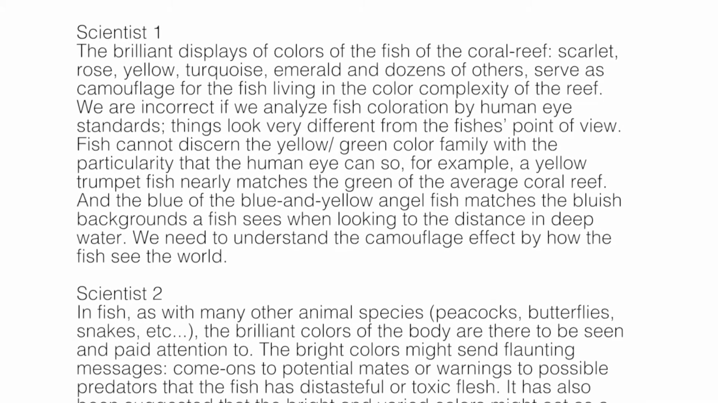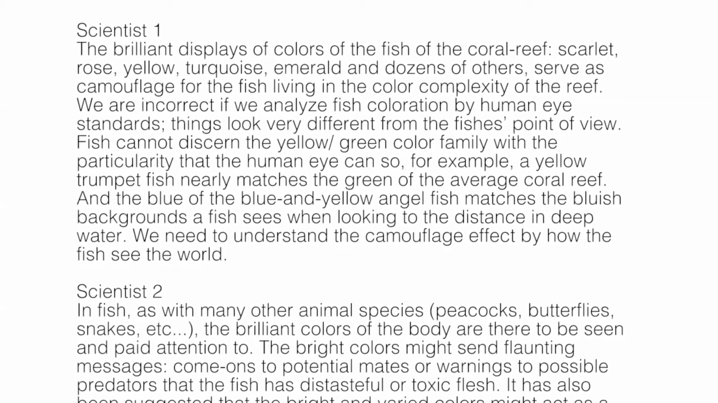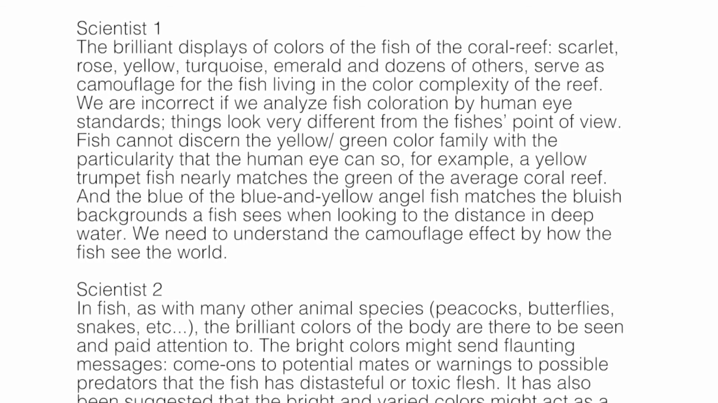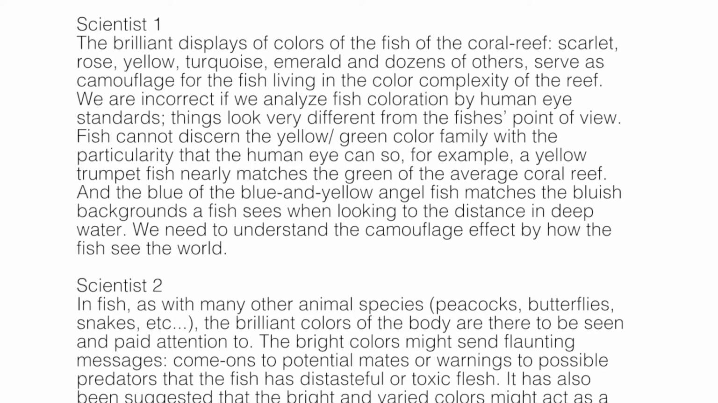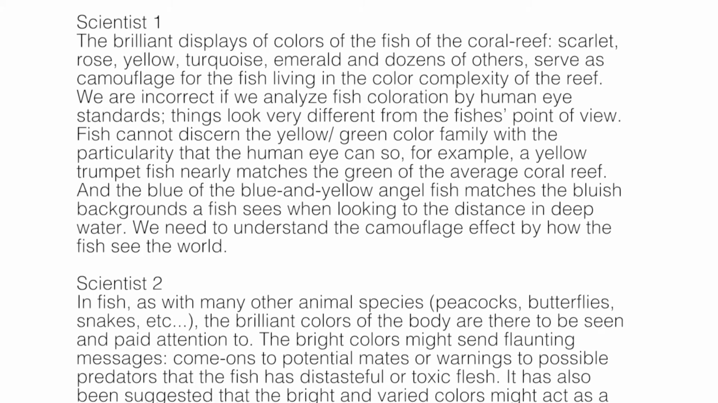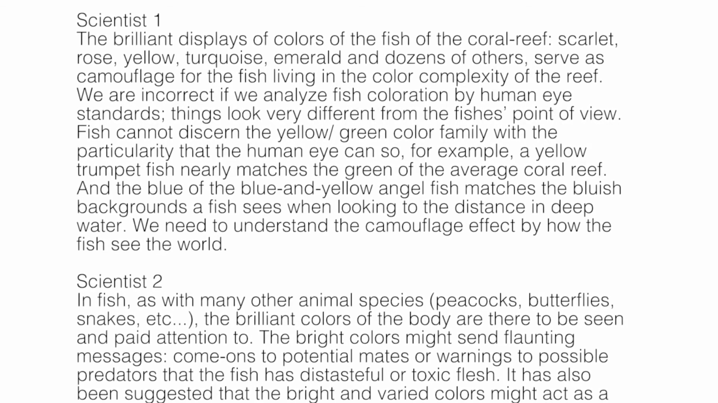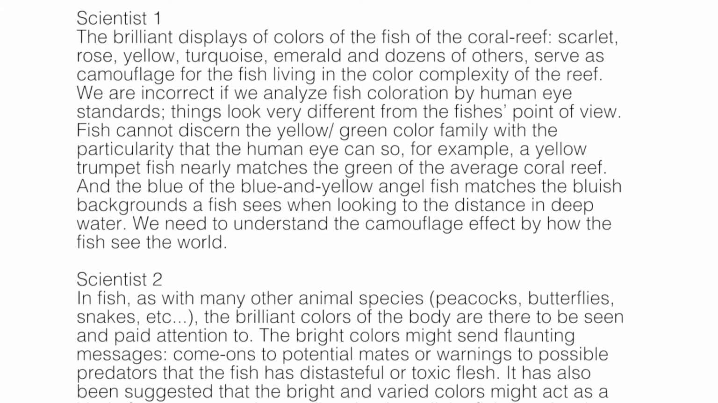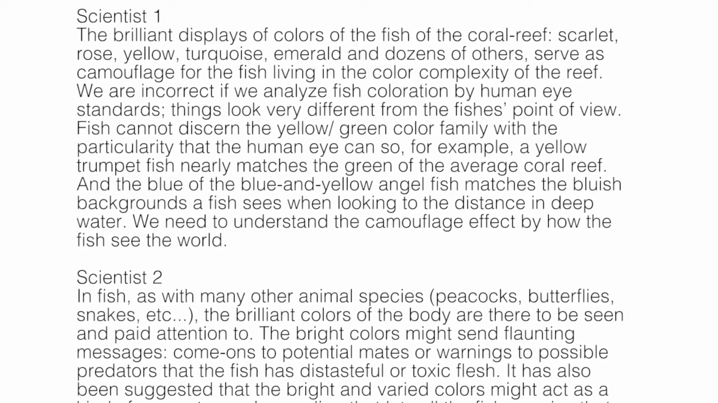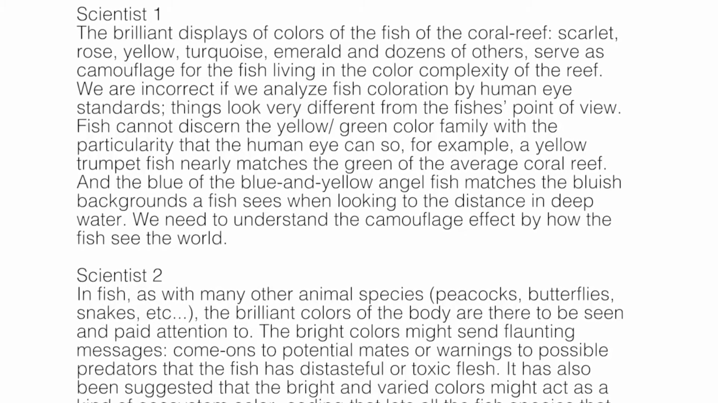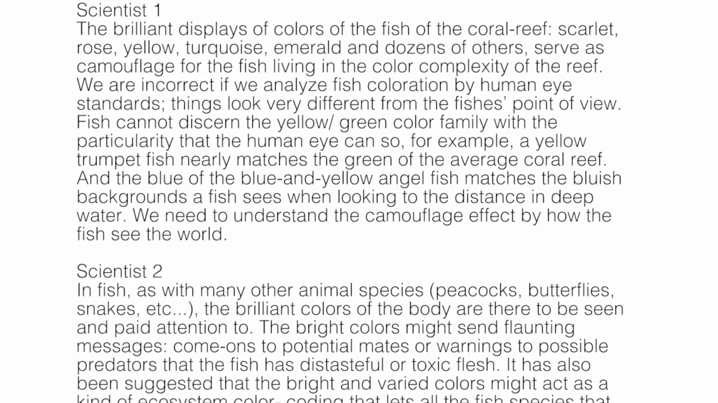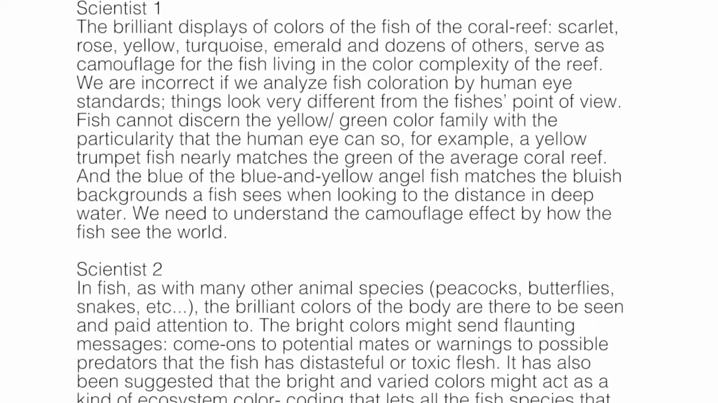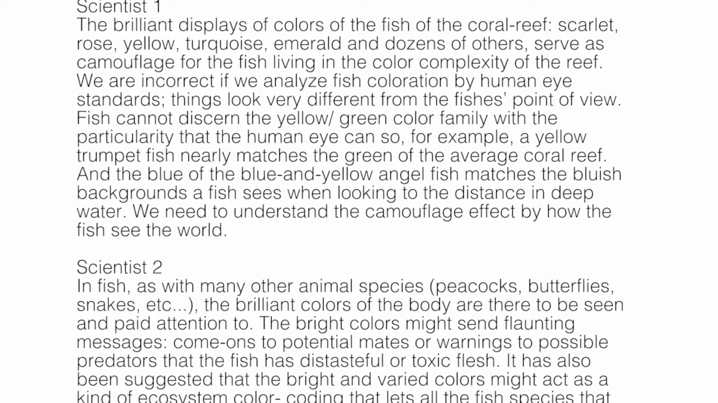Use the following passage to answer the next two questions. Scientists disagree about the benefits of adaptations of many different animals. Two scientists discuss one adaptation of the fish of the coral reef. Scientist number 1. The brilliant display of colors of the fish of the coral reef, scarlet, rose, and yellow, turquoise, emerald, and dozens of others, serve as camouflage for the fish living in the color complexity of the reef.